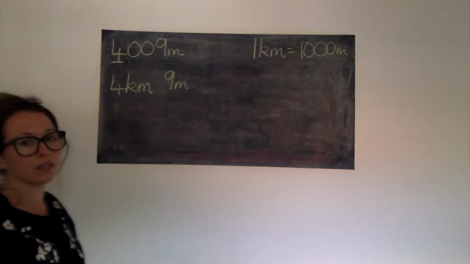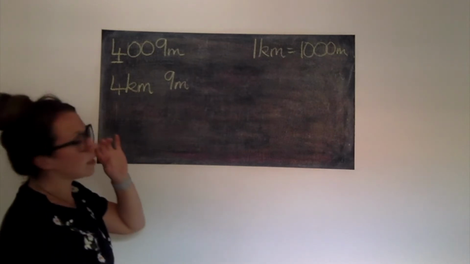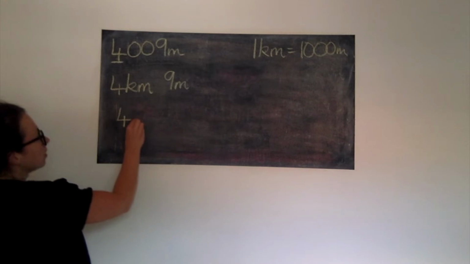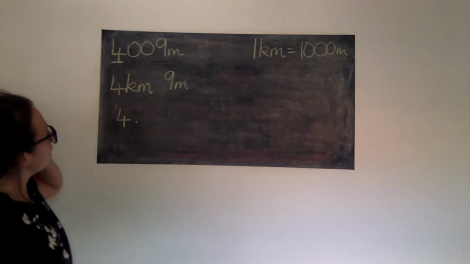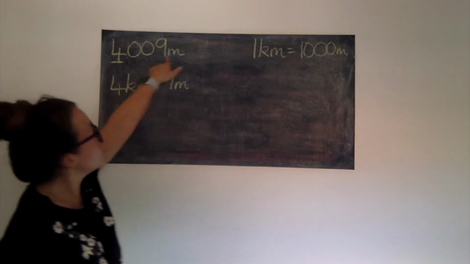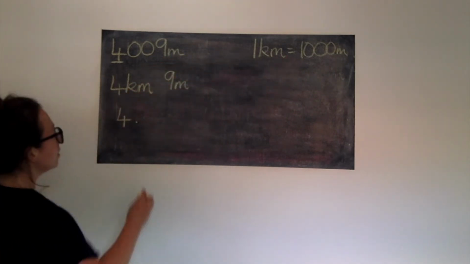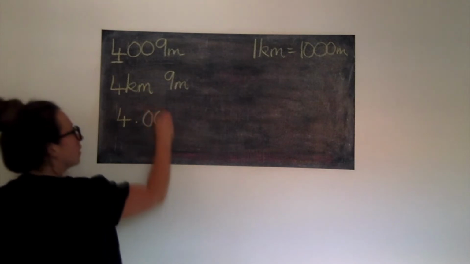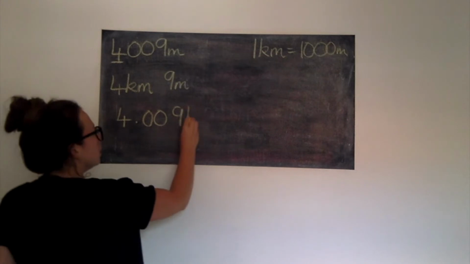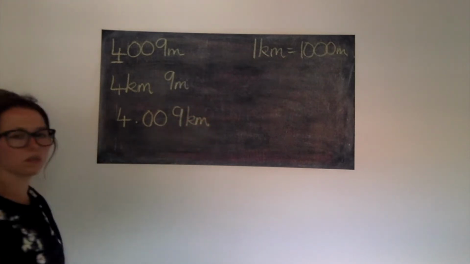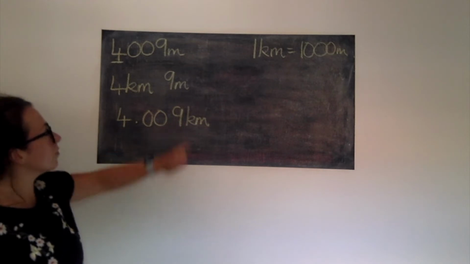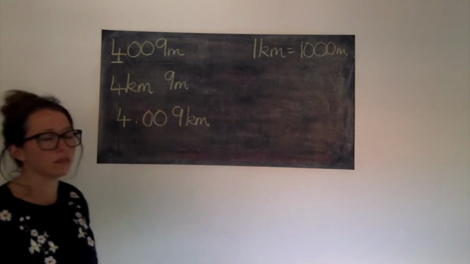Now if we're to write this as kilometres, we divide it by 1,000. So it would be 4 whole kilometres. And then this is where we need to be careful. When we're dividing by 1,000, 9 metres is 9 thousandths, remember back to our sentences, of a kilometre. So it would be 4.009 kilometres. She's run 4 whole kilometres and then 9 thousandths of a kilometre, which is 9 metres.